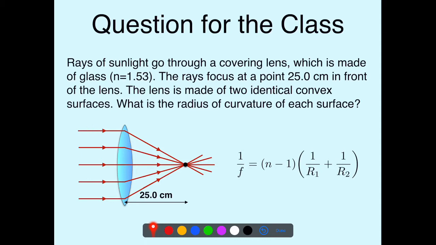Again, we have a bunch of parallel rays coming into the lens. After these parallel rays go through the lens, they converge and they focus at a point which is 25 centimeters away from the lens. So given that, try to figure out the radius of curvature R for each lens surface. Pause the video, see if you can work this out, and then we'll go through it together.